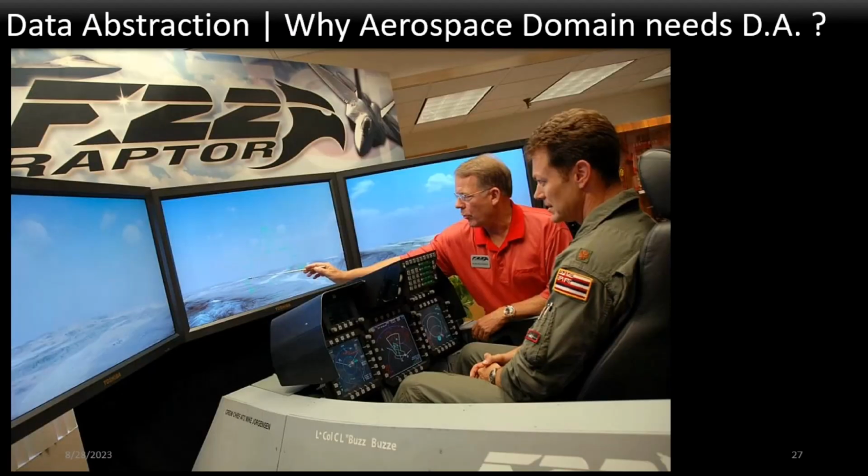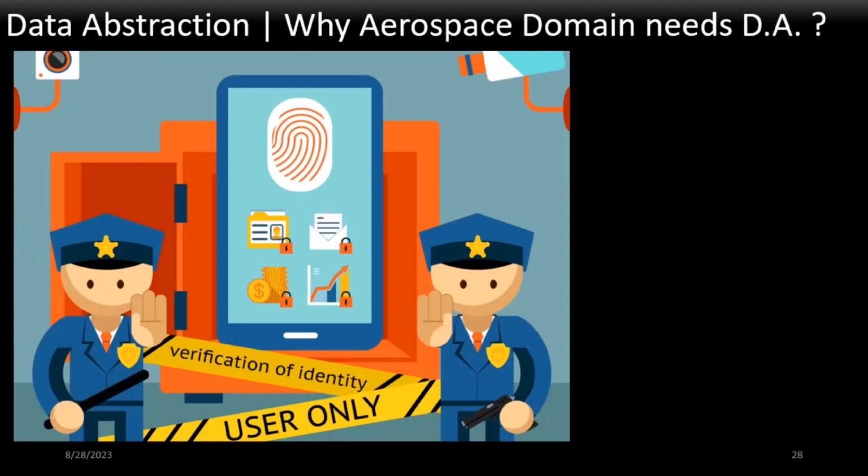And another would be training and simulation. Different parameters need to be checked for different situations and they must be organized. The last example would be data security and privacy. Just by encoding and decoding the information, those data are secured. And this is very important for the aerospace domain. This is all done using data abstraction.